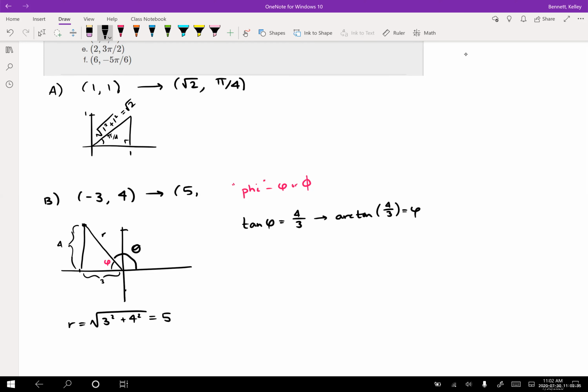And I get 0.927. Okay, I can round it there. So make sure you're in radians always. So if phi is 0.927, then theta has to be pi minus phi, which is pi minus 0.927, which is approximately 2.214. So that is definitely some calculator work right there for you. I didn't round very well. This should be 5. Alrighty, so just to finish, 2.215.